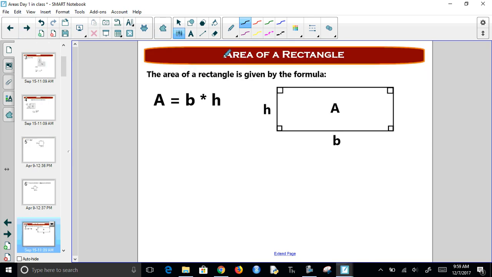All right, area of a rectangle. Area equals base times height. Why is it that way? Well, that's what multiplication is. You take however many this way, multiply it by how many height, and you have your area.